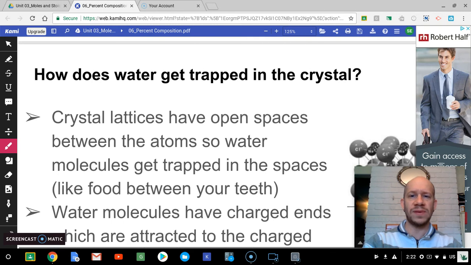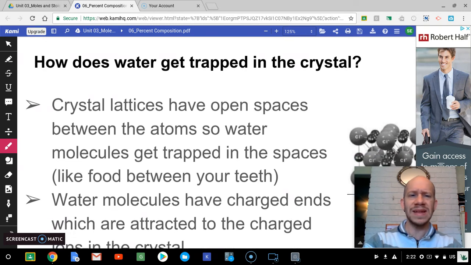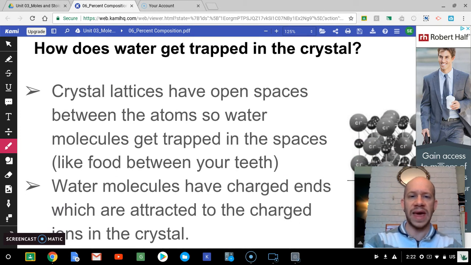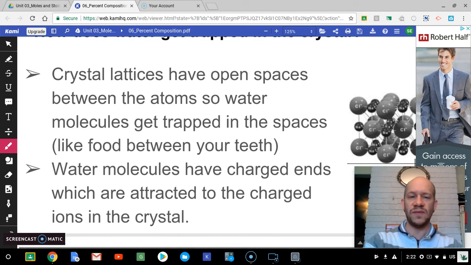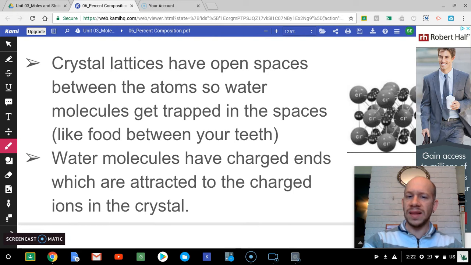So what gets trapped in the crystal? Well, crystal lattices have open spaces between the atoms, so water molecules can get trapped in those spaces. It's like the food between your teeth. Water molecules have charged ends, which are attracted to the charged ions in the crystal, so we'll learn lots more about water later.